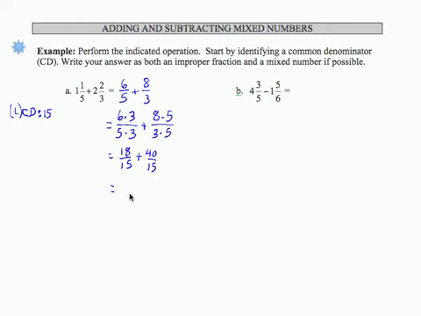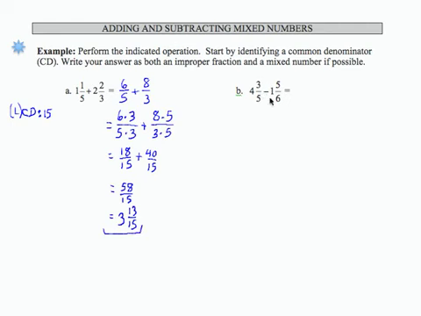Same denominator allows me to combine the numerators. 18 plus 40 gives me 58 over 15. That is my improper fraction result. If I want to write a mixed number, I'm going to take 15 and divide it into 58. That's going to go 3 times, that's 45. Then if I subtract 45 from 58, I get 13 over 15, and this is my final result.